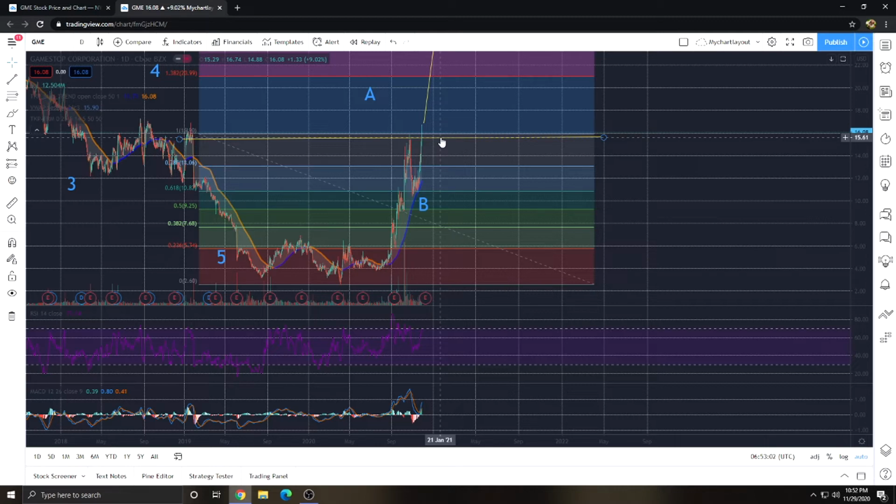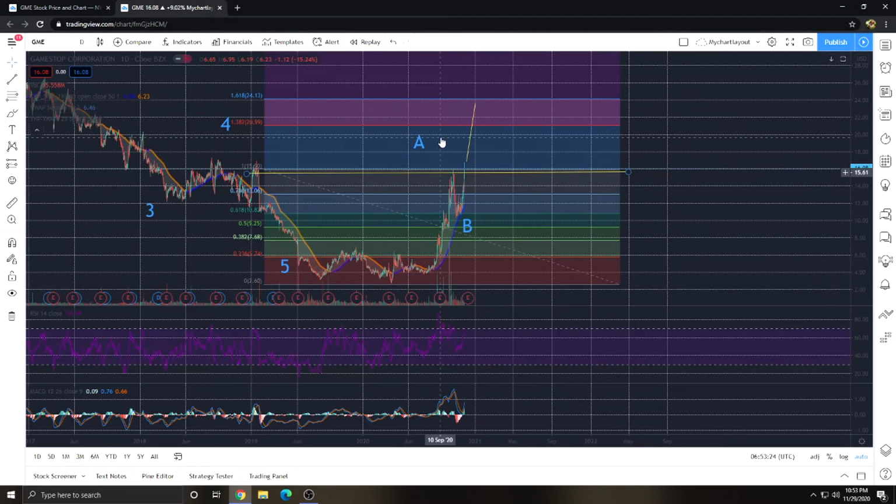It's a great setup, and I think there's a really high chance we do see a push to that $24 area. I would also look to trim half into that 138.2% extension of this cup and handle's range, which is going to sit right at about $21. I'd look to take half off there, raise my stop to break even, and then ride the rest to that 161.8% extension at about $24.